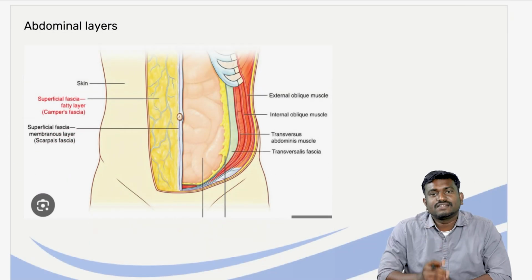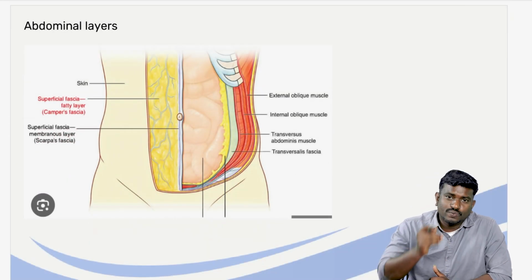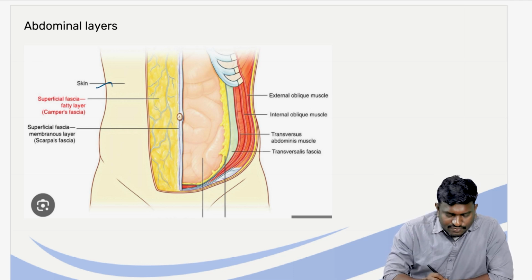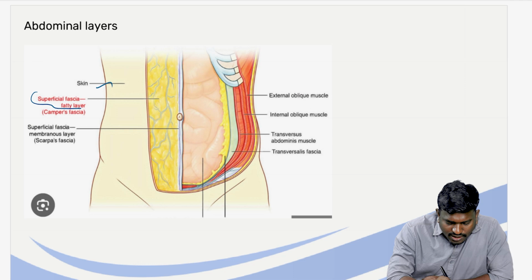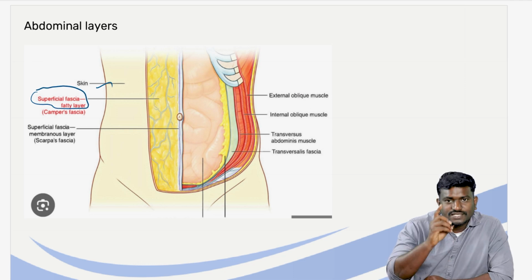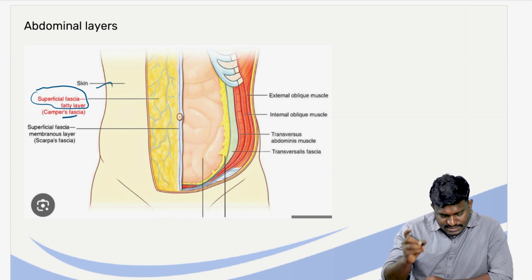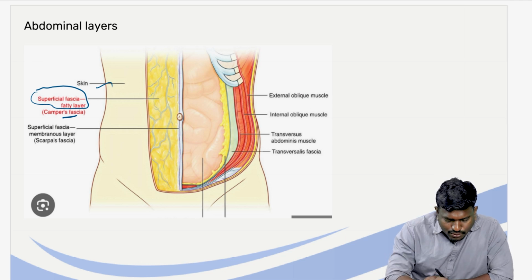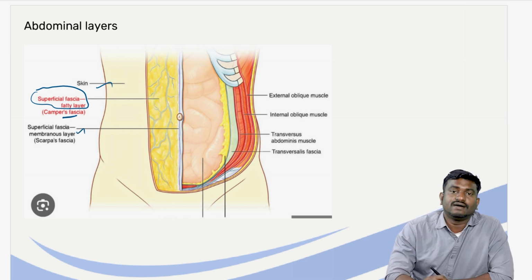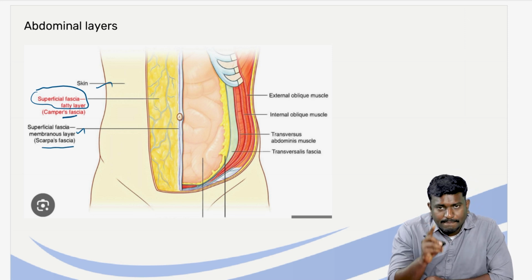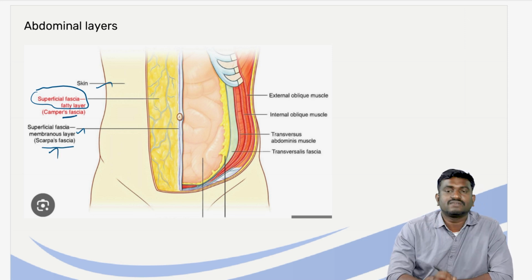Next, let's revise the abdominal layers. So, when I incise the skin, you're going to go into what? Superficial fascia of the fatty layer, which is called Camper's fascia. Remember, Camper's fascia. If you cut a little deeper, you're going to go into the membranous layer, which is called what? Scarpa's fascia. Remember, Camper's fascia and Scarpa's fascia.